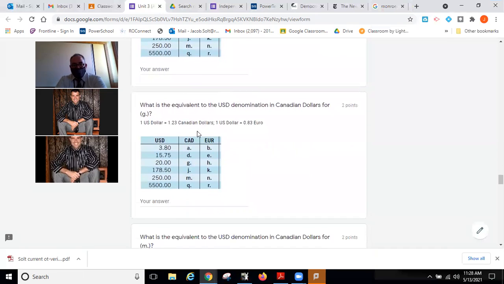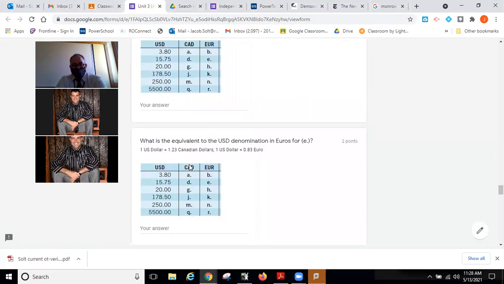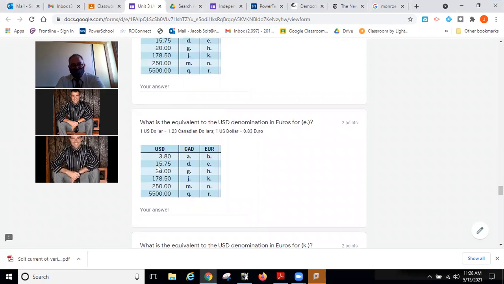For the euro, right? Oh, this is G. No, I don't want to do G. G is down here. I'm going to skip that. I want to do a euro. There we go. Here's an E. Aha. Let me do this euro one. What is the equivalent US dollar denomination for euros, E?